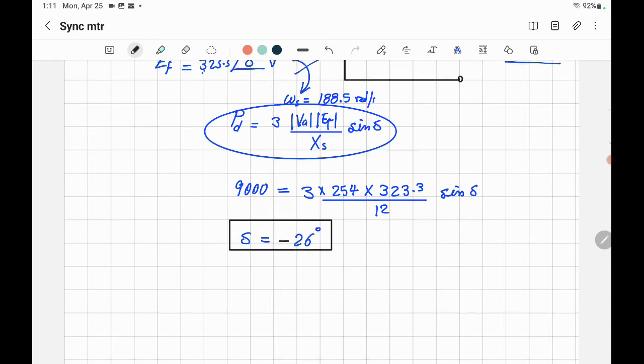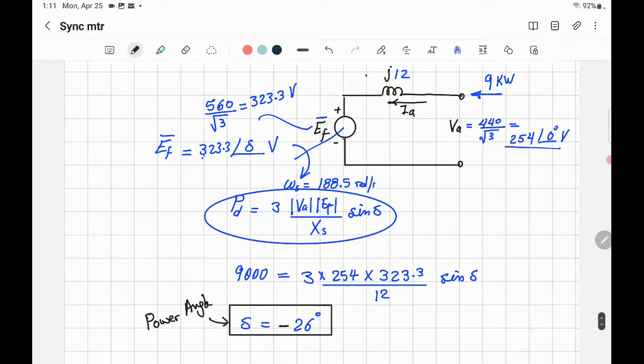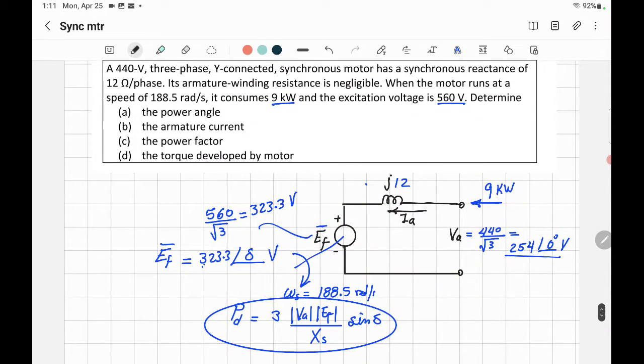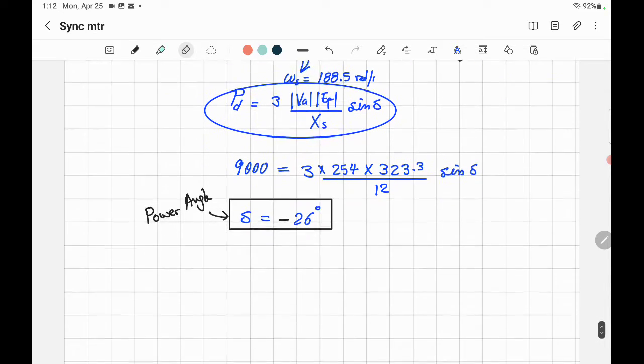So we did the first part. We found delta. We call it power angle or torque angle. All right, or the angle of the excitation voltage. It has 3 names. So we did the first part, the power angle. We now want to find the armature current. Now it's easy. Why? Because you can use the equivalent circuit, and now for EF, you know its magnitude and its angle. So now it's easy, piece of cake.